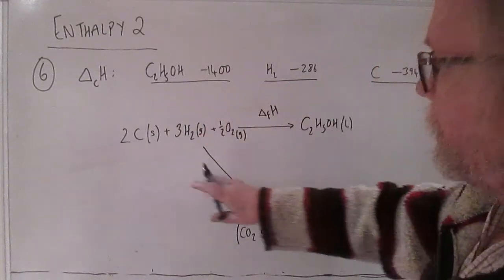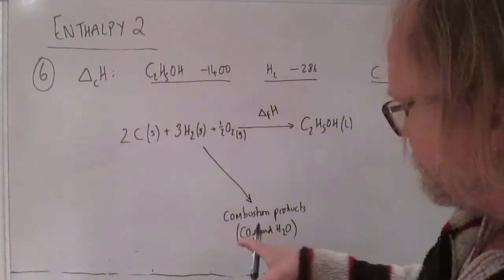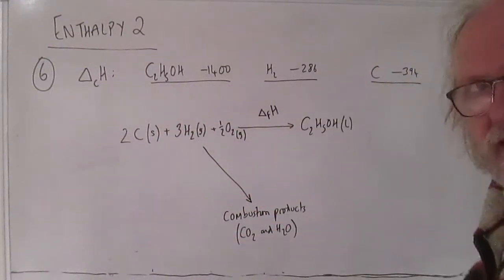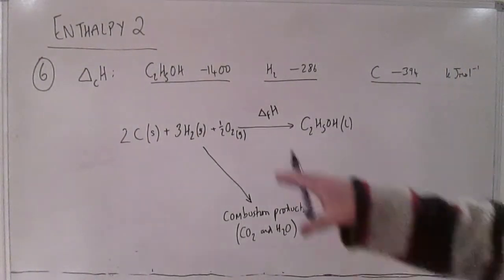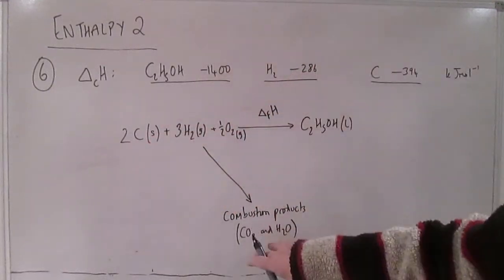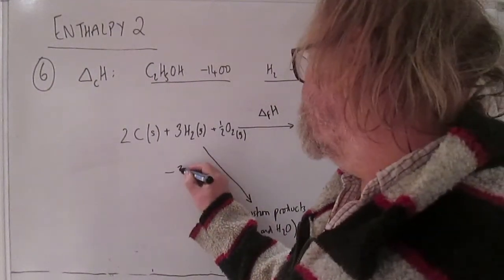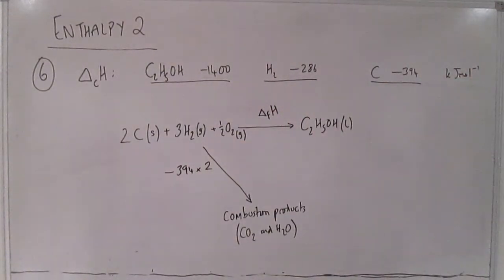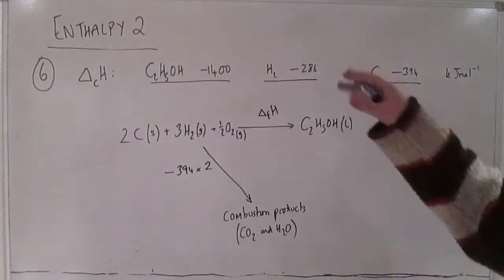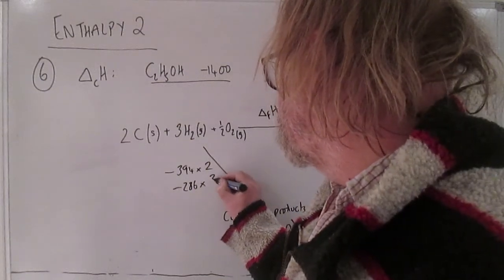We're going to have a reaction going that way, because combustion is when you take these substances and they burn and they turn into CO2 and water. So you shouldn't be guessing the direction of the arrows, you should just be asking yourself, what does combustion mean? And combustion means taking the elements and they burn and they turn into CO2 and water. So we've got 2 moles of carbon, so that's minus 394 times 2. Okay, don't forget to use the balancing numbers like that. And we're burning 3 moles of hydrogen, so that's minus 286 times 3.